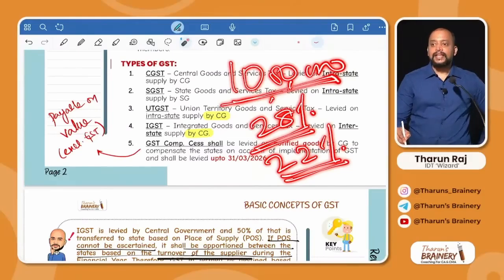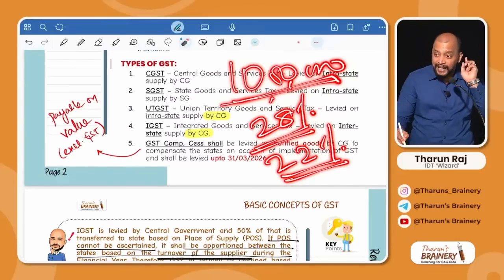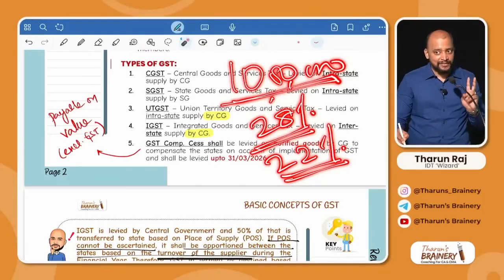Remember today, cess is for a specific purpose. The moment it is collected for that purpose, it should be used only for that purpose. Compensation cess cannot be used to lay down roads and buildings. It can be used only for paying compensation to states. Health and education cess collected under income tax, can it be used for any other payments? No, only for health and education.